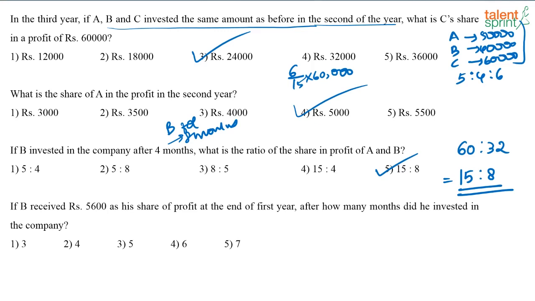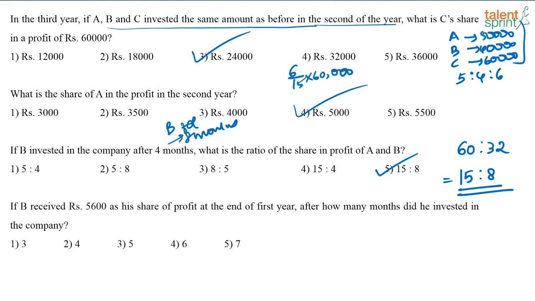Yes, 15:8 is correct. Next one. All of you got it? Good. Next one. If B received rupees 5,600 as his share of profit at the end of the first year, after how many months did he invest in the company?